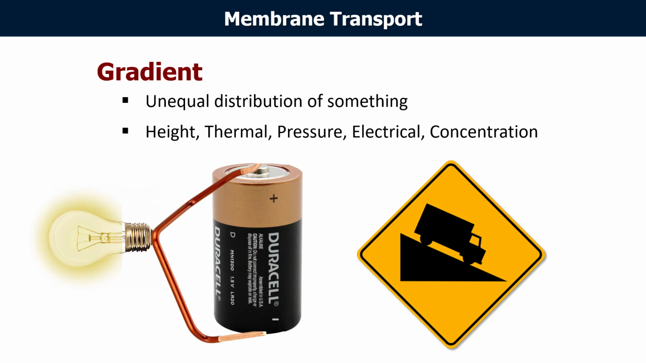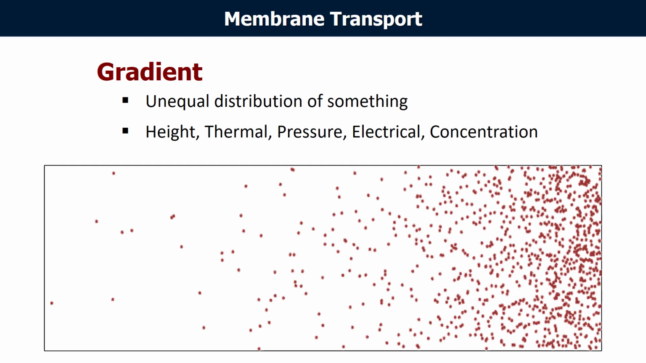So a battery is interesting, but the one that's going to matter the most to us in this course probably is a concentration gradient, which is an unequal distribution of a substance. So let's look at this picture for a second. Here is an unequal distribution of a substance, whatever that red dot represents. Maybe it's sugars, maybe it's salts, maybe it's amino acids, who knows? But that's a substance or a chemical, and clearly from this picture we have an unequal distribution of it. So we have a concentration gradient.